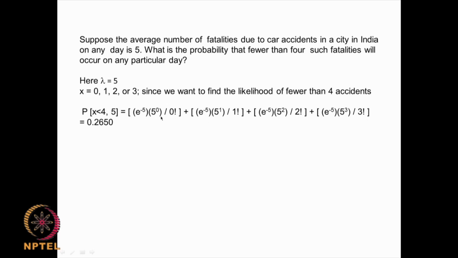So, 0 factorial is 1 and anything raised to the power 0 is also 1. So, when you do all these adding up, you get 0.265. So, the probability of having fewer than 4 accidents, say tomorrow or any particular day, will be 26.5%. That is what it is.